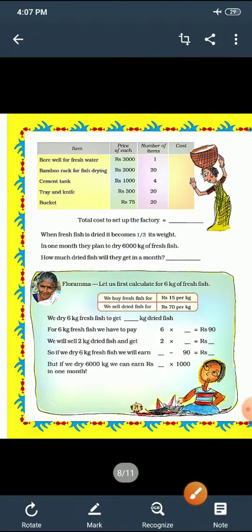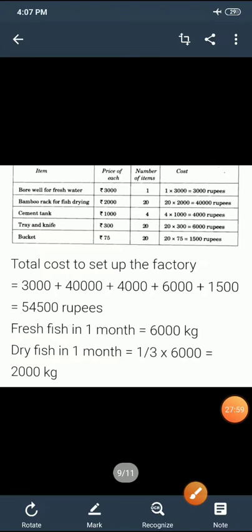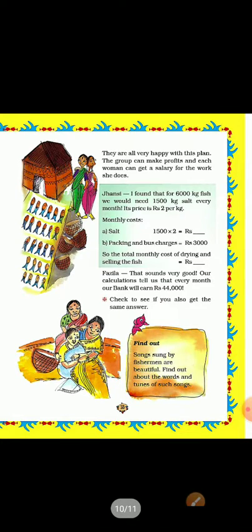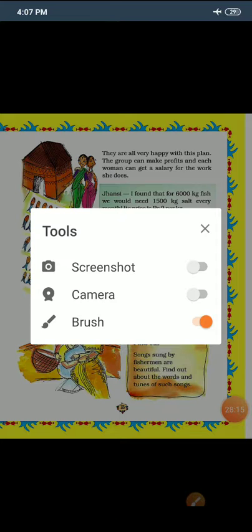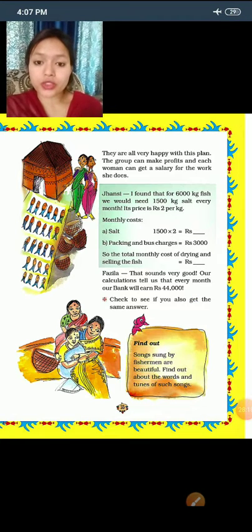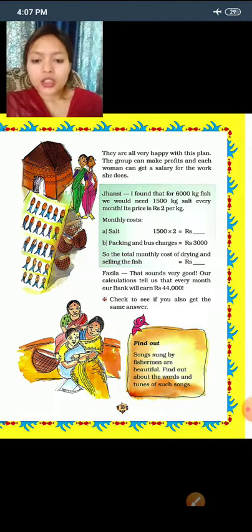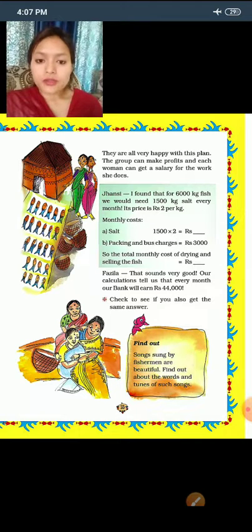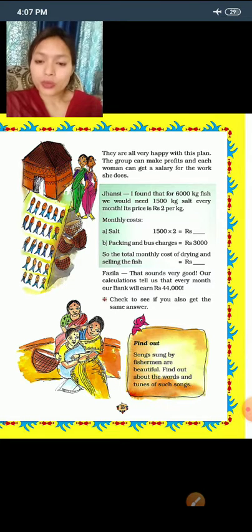Okay. Now let's move. Now in this one, here it is the Jhansi. I found that for 6000 kg fish, we would need 1500 kg of salt every month. Now they are saying that for 1500 kg salt every month they want for the fishes. Now the cost of the salt is 2 per kg. Sorry, 2 rupees per kg.